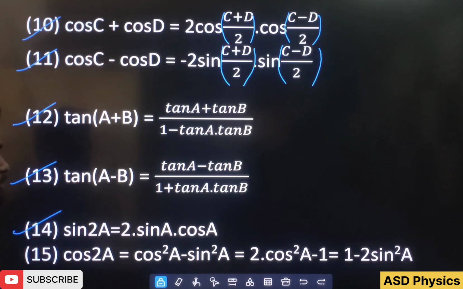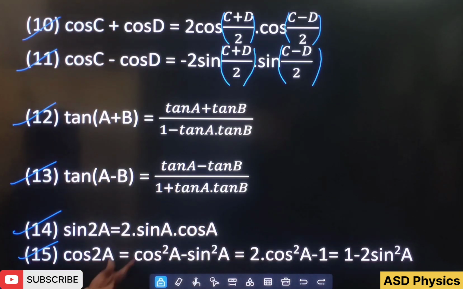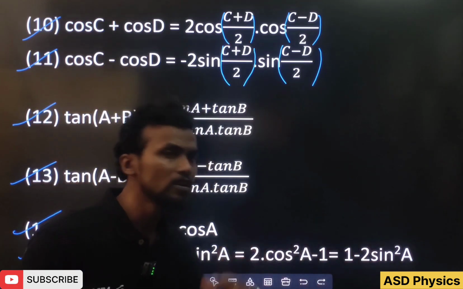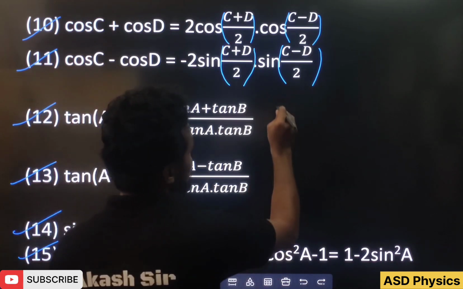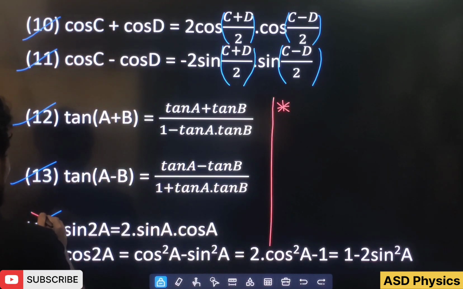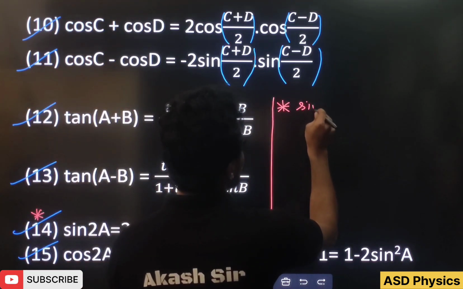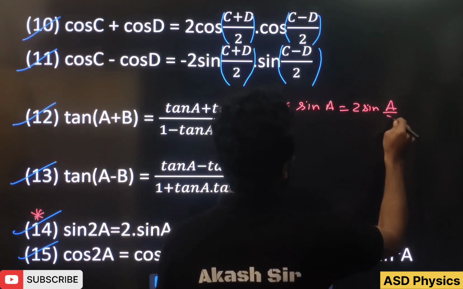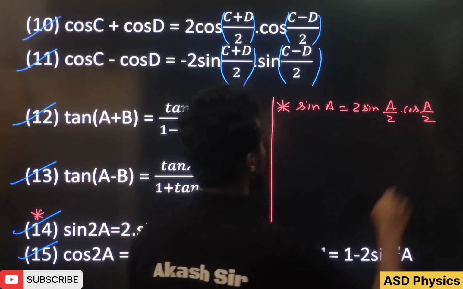The 14th one, sin 2A means 2 sin A cos A. And next one, cos 2A means cos square A minus sin square A, or 2 cos square A minus 1, or 1 minus 2 sin square A. Okay, students, so based upon that, you have to just remember a little bit. If I use this formula, sometimes if I have to write sin A, we can write 2 sin A by 2 into cos A by 2. If A is there, here it will become half.